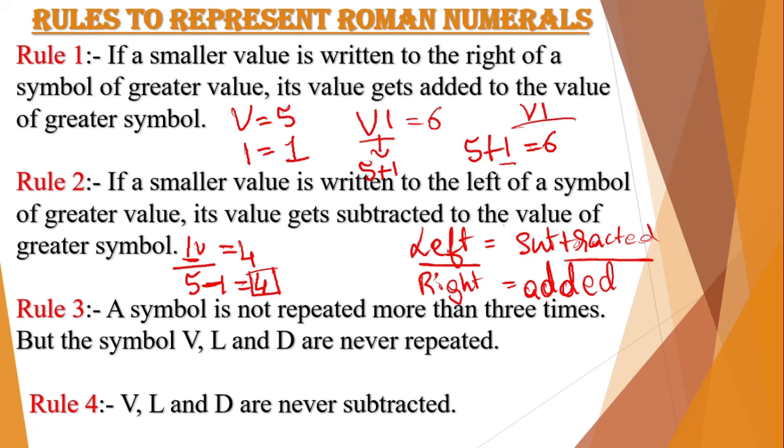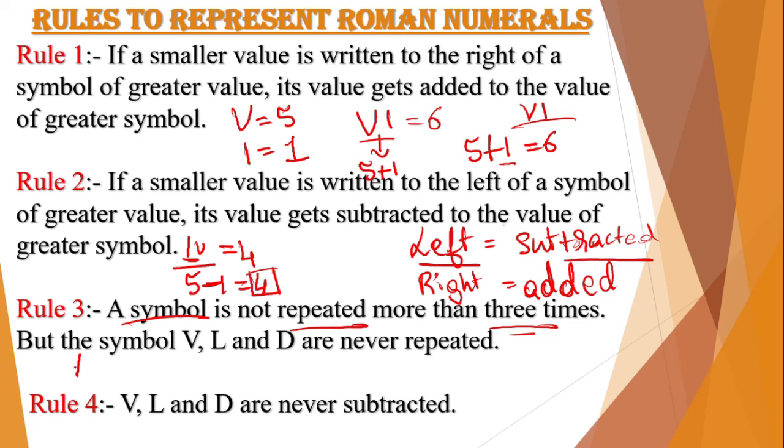So this was the second rule. So the third rule is a symbol is not repeated more than 3 times, but the symbols V, L and D are never repeated. So let's understand this. Let's see the first sentence. What does it say? A symbol is not repeated more than 3 times. So the example for this can be I, only I.